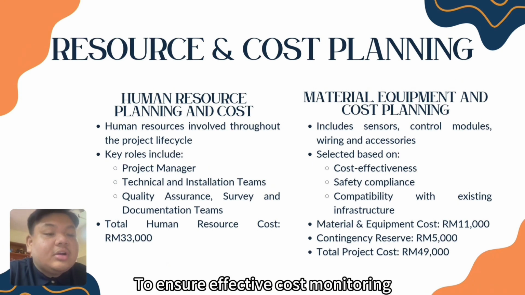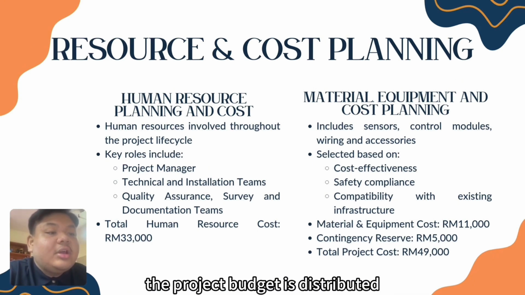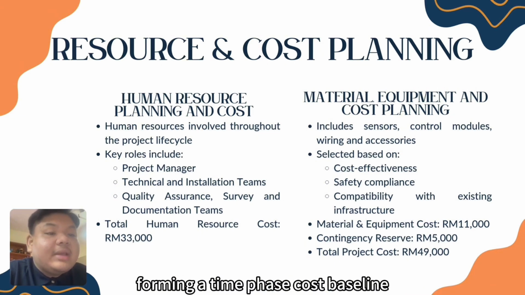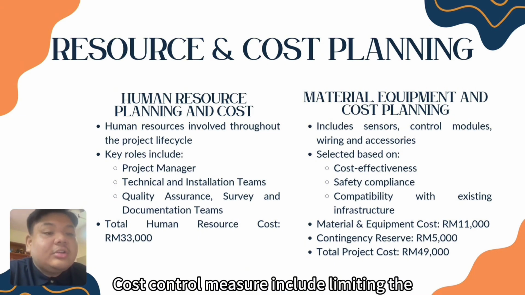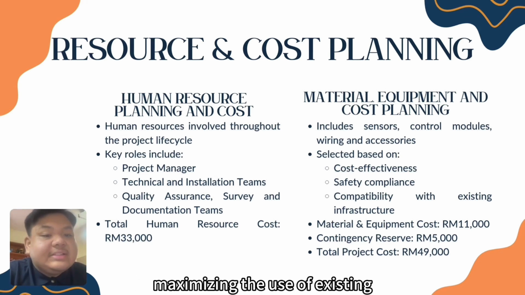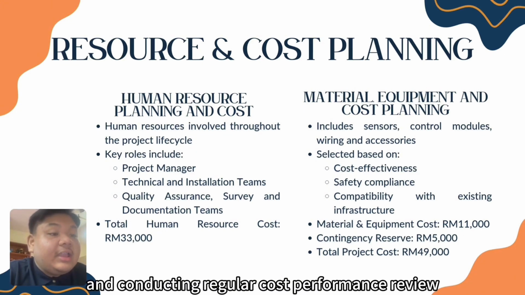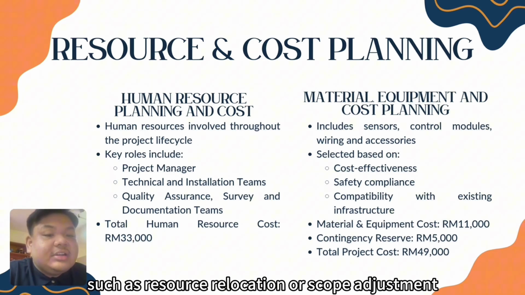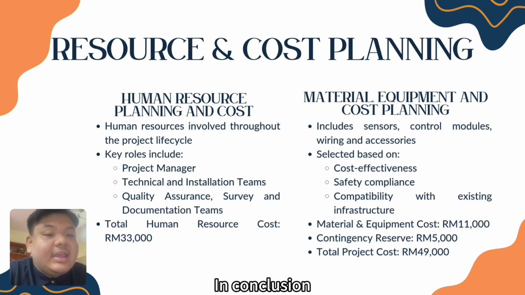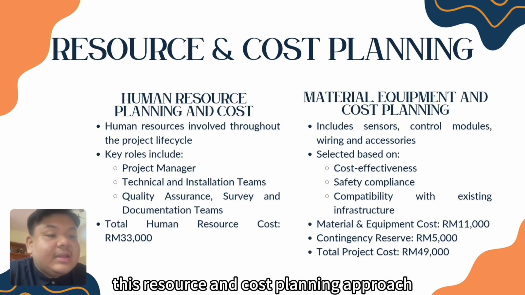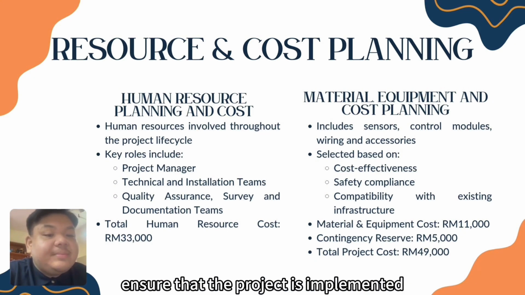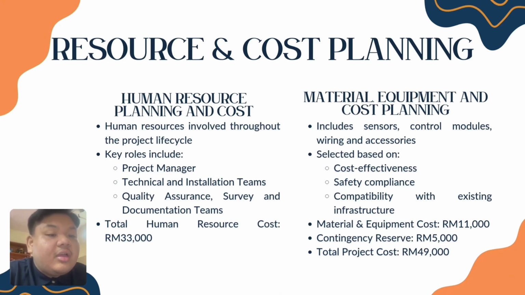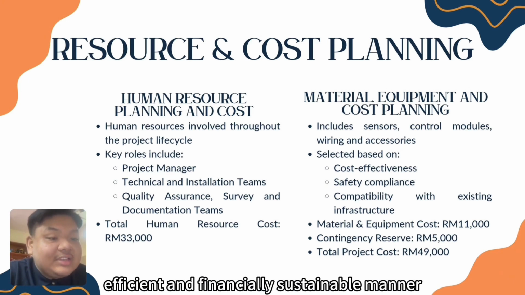To ensure effective cost monitoring, the project budget is distributed according to different project phases, forming a time-phased cost baseline. Cost control measures include limiting the implementation to pilot classrooms, maximizing the use of existing power infrastructure, and conducting regular cost performance reviews. Any cost deviation will be addressed through corrective action, such as resource reallocation or scope adjustment. In conclusion, this resource and cost planning approach ensures that the project is implemented in a controlled, efficient, and financially sustainable manner.